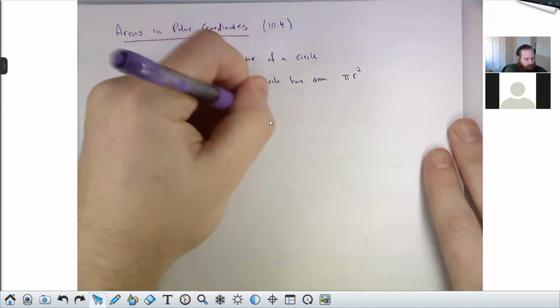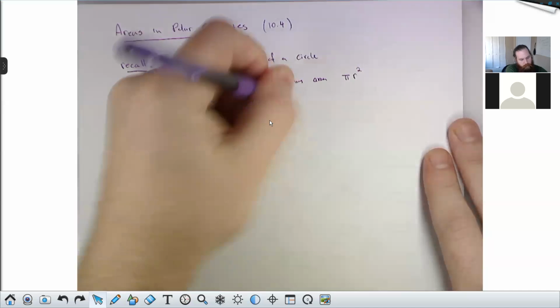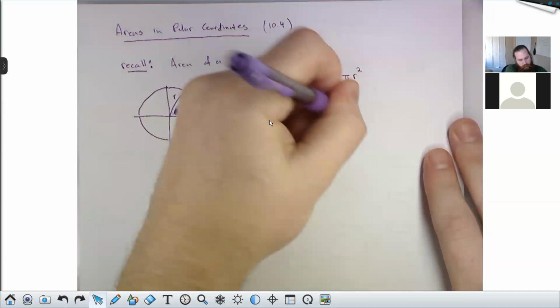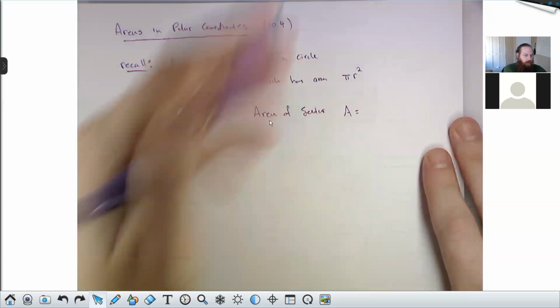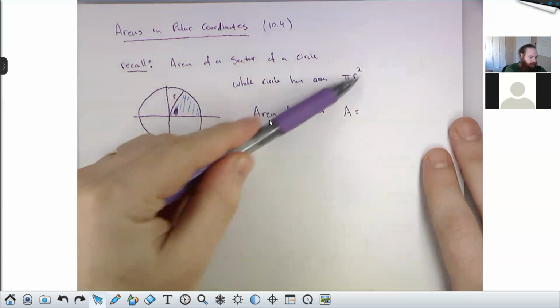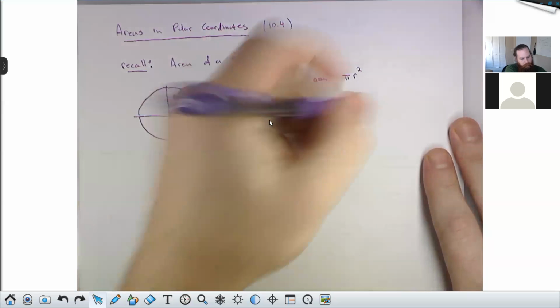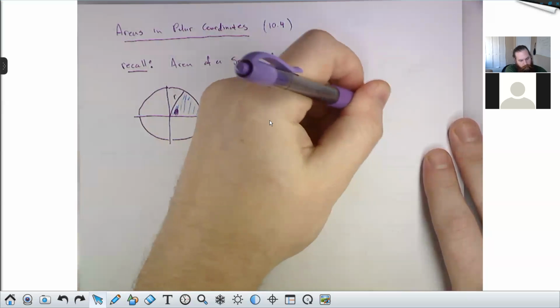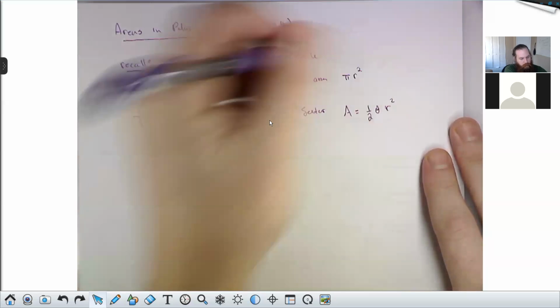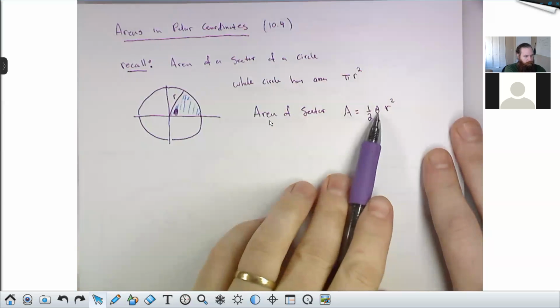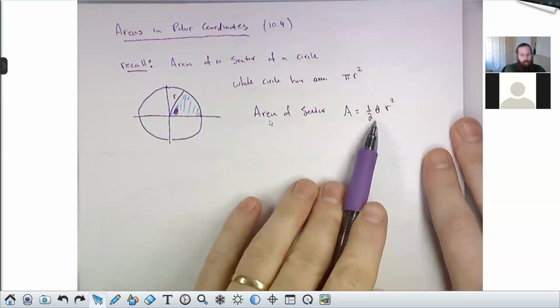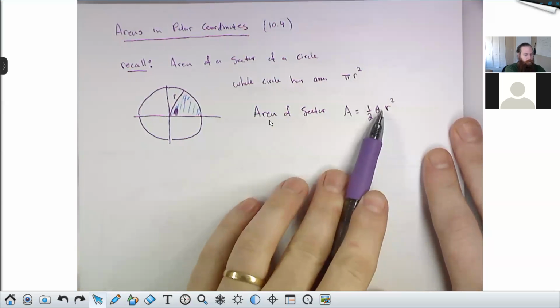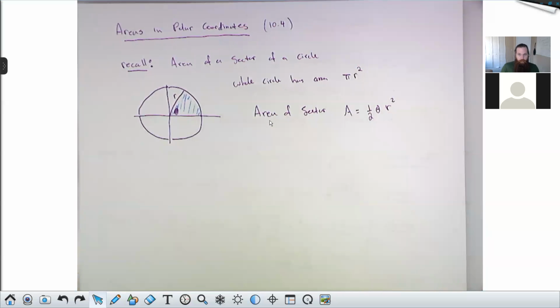So the area of a sector A is the unique linear function that's equal to pi r squared when theta is 2 pi. And that's 1/2 theta times r squared. You can try it. Plug in theta equals 2 pi, the 2's cancel, you get pi r squared. Plug in theta equals pi, you get 1/2 pi r squared, which is half the area of the circle. It's the only thing that makes sense. So this is our little preliminary.